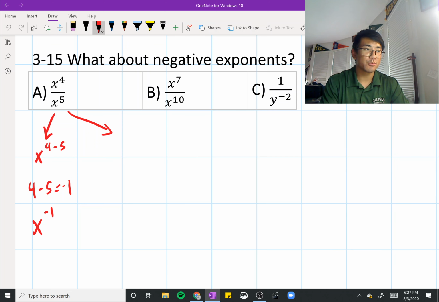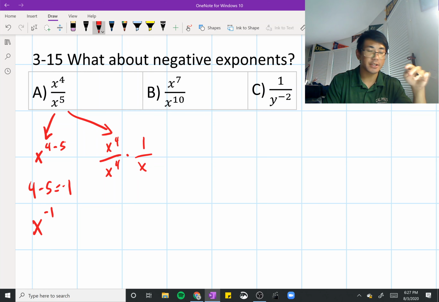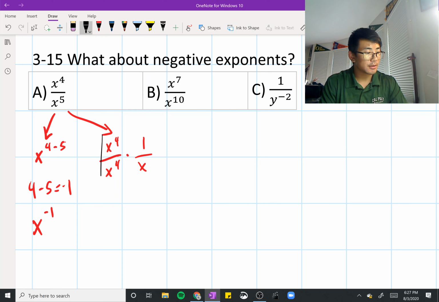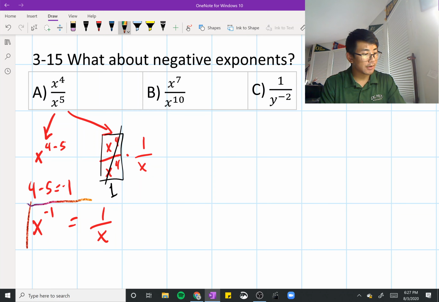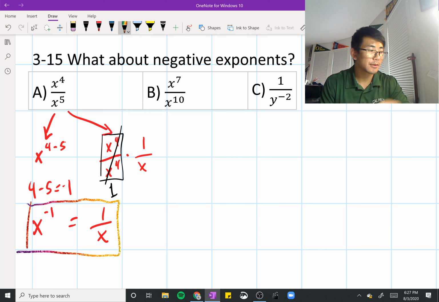Let's think about breaking this up like we did previously. I have x to the fourth right here on top, in the numerator. In the denominator, I have 4 x's, but there's 1 left over. And so I multiply this by 1 over x. On top, there's just 4 x's. In the bottom, there's 5. And so there would be 1 left over in the bottom. So this x to the fourth divided by x to the fourth would just be a big old 1, and you're really just left with 1 over x. So actually, x to the negative 1 is equal to 1 over x.